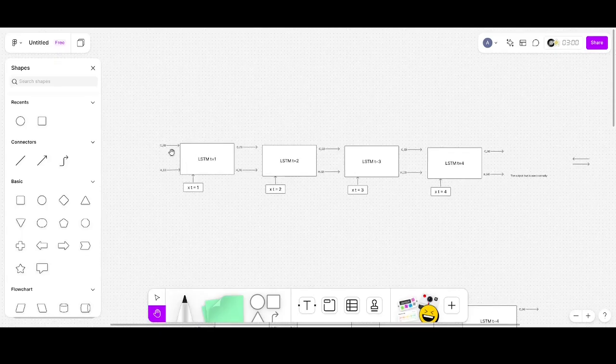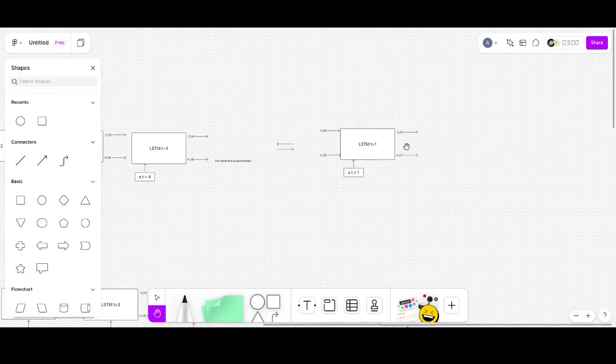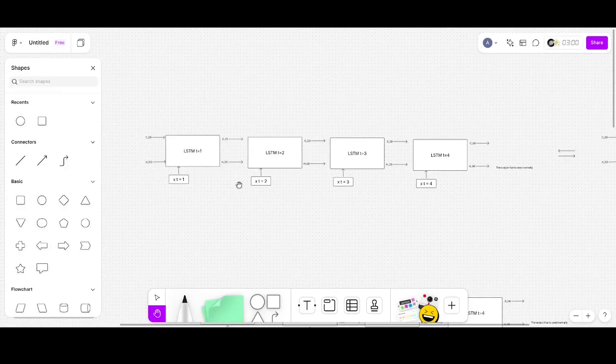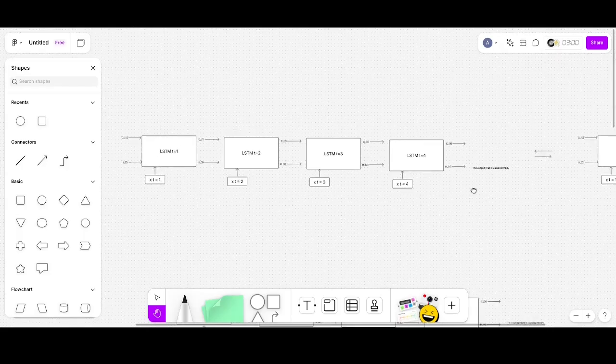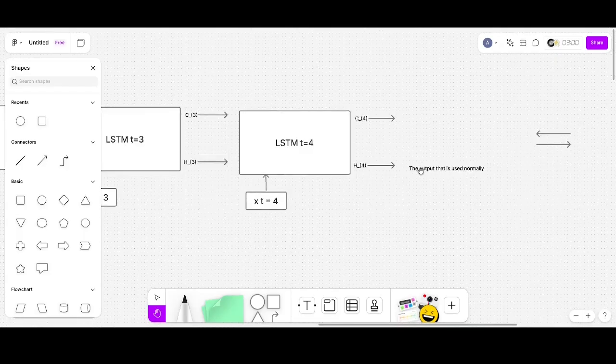Now, this is what one layer of LSTM looks like. It's just one LSTM block. And the data just flows, data point 1, data point 2, data point 3, data point 4. And it processes it, and it gives you out the long-term memory and the short-term memory.